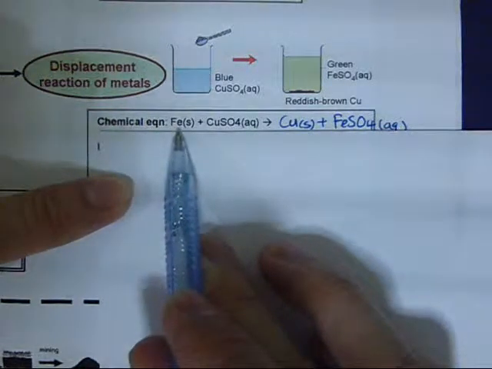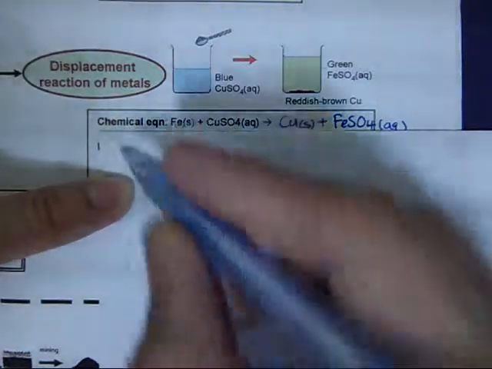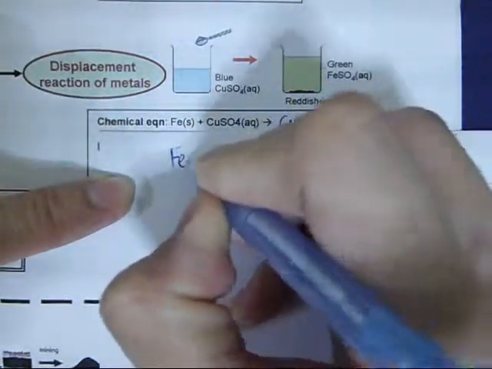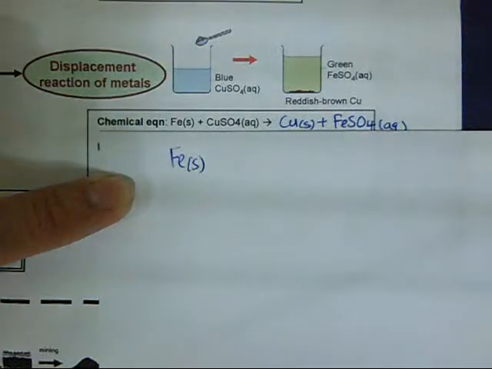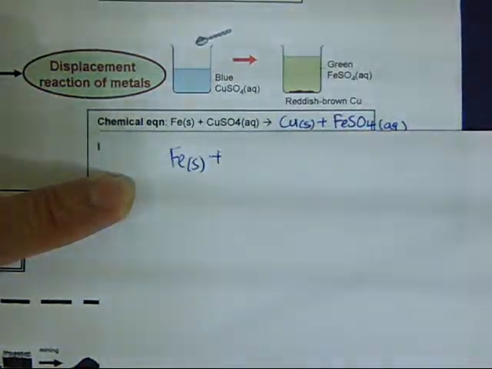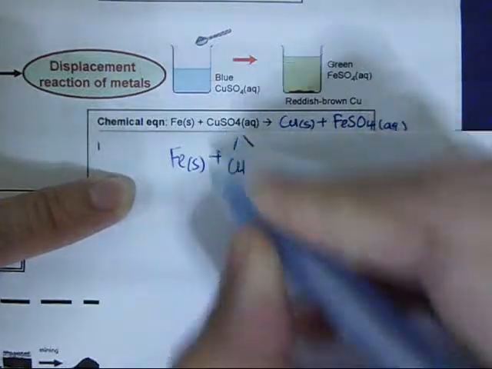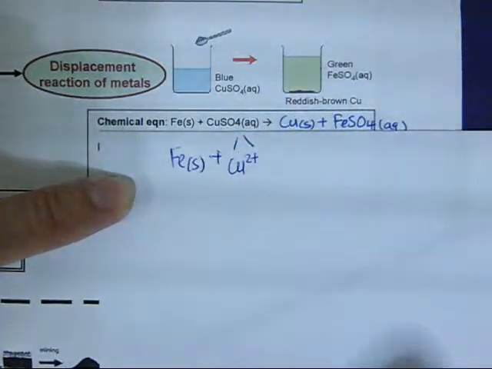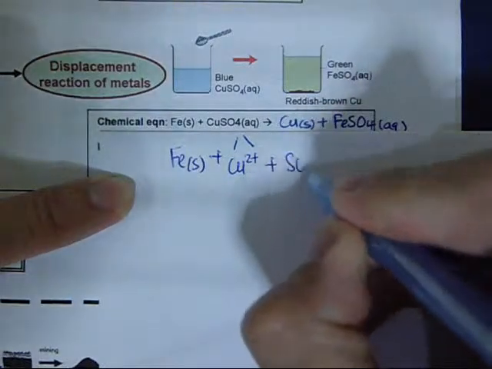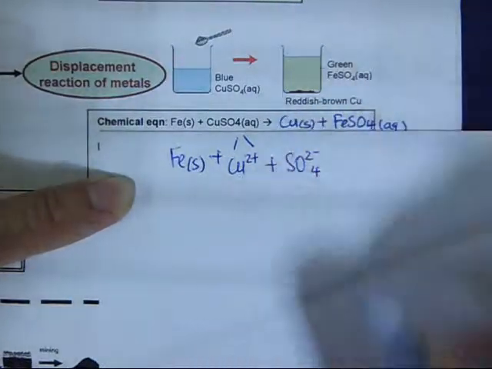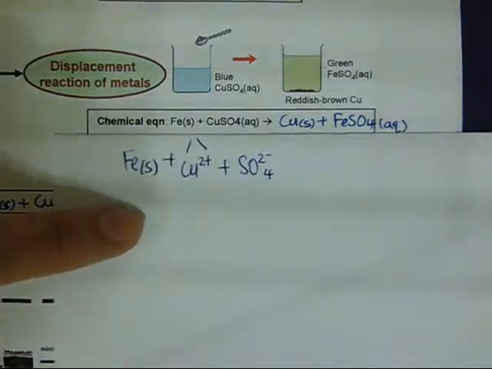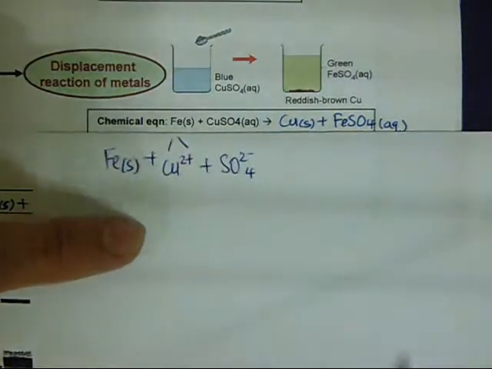One by one, is this iron in aqueous state? It is not. So just write it as it is. Whatever is not in aqueous state, you write it as it is. Copper 2 sulfate, yes, it is in aqueous state, so you split it into ions. Copper 2 sulfate actually consists of copper 2 as well as sulfate. These two combined together will give you copper 2 sulfate.